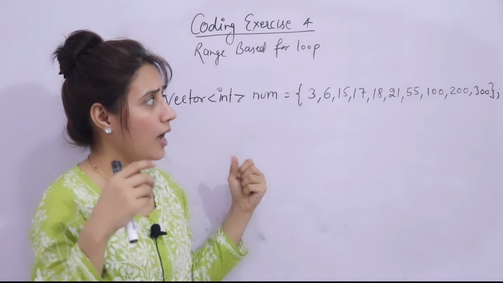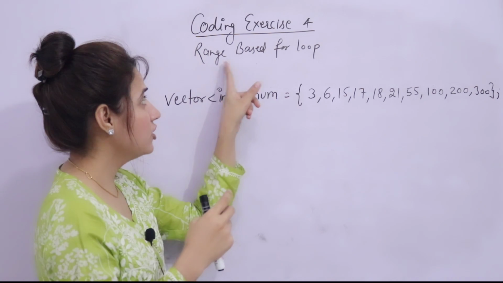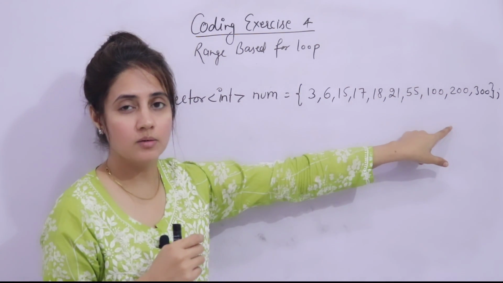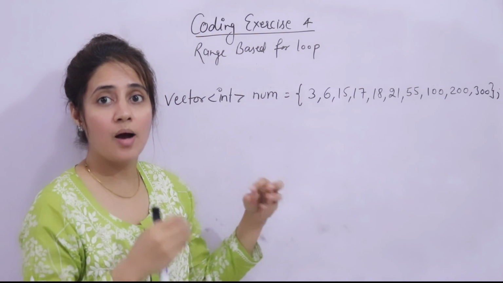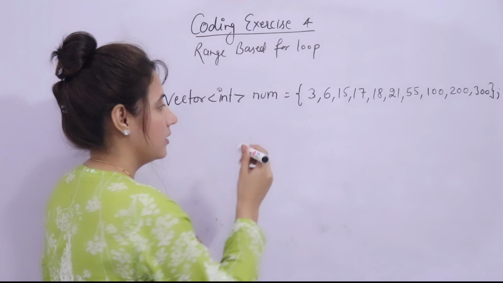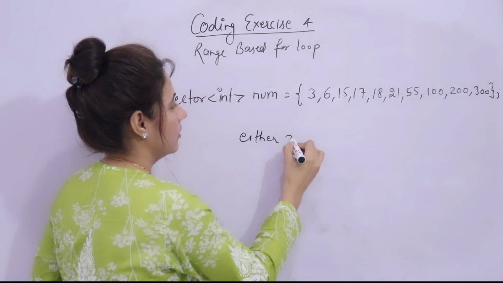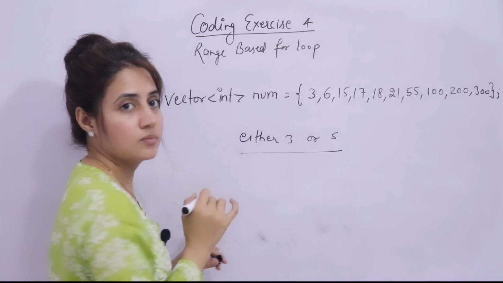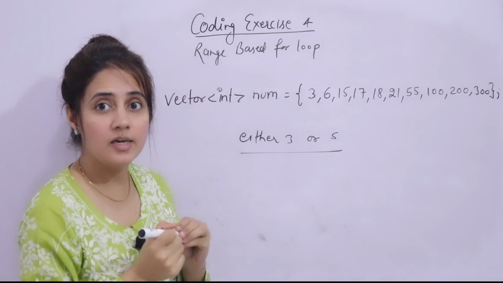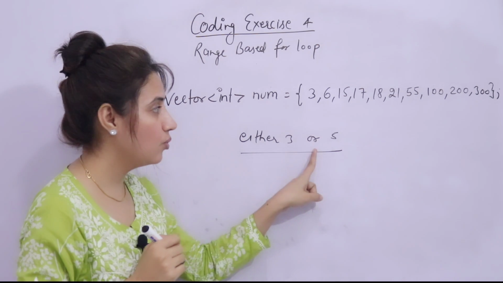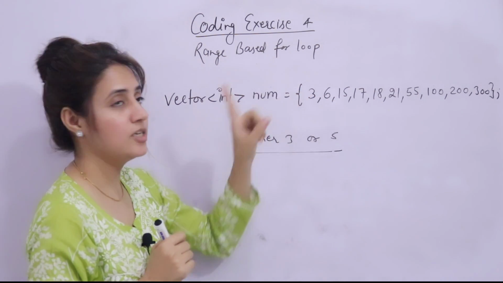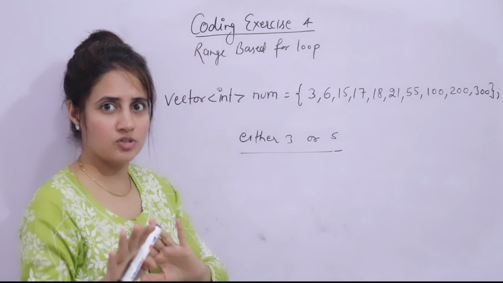Now you have to use a range based for loop to loop through this vector, and you have to find out how many numbers are evenly divisible by either 3 or 5. Let me make this very clear: I am saying evenly divisible by either 3 or 5. You have to count those numbers, and you have to use a range based for loop. I guess this is not so tough.